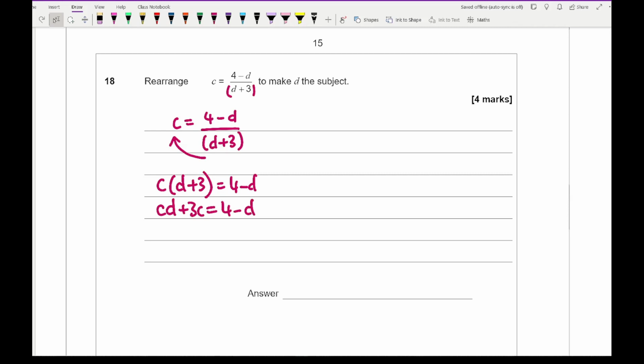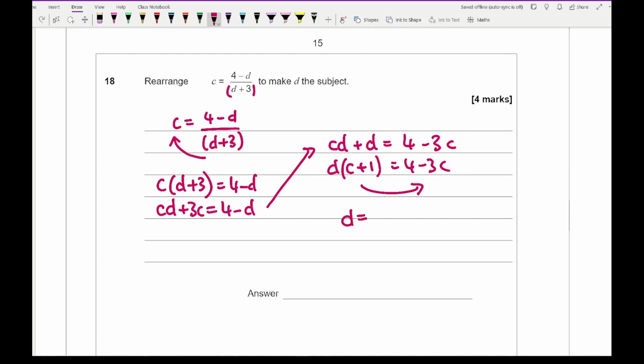Then you want to group all your D's together. So we've got CD plus D equals 4 minus 3C. We then factorize with regards to D, so I get D times (C plus 1) equals 4 minus 3C, and then we take this bracket over to the side, so we get D equals 4 minus 3C, all divided by C plus 1.